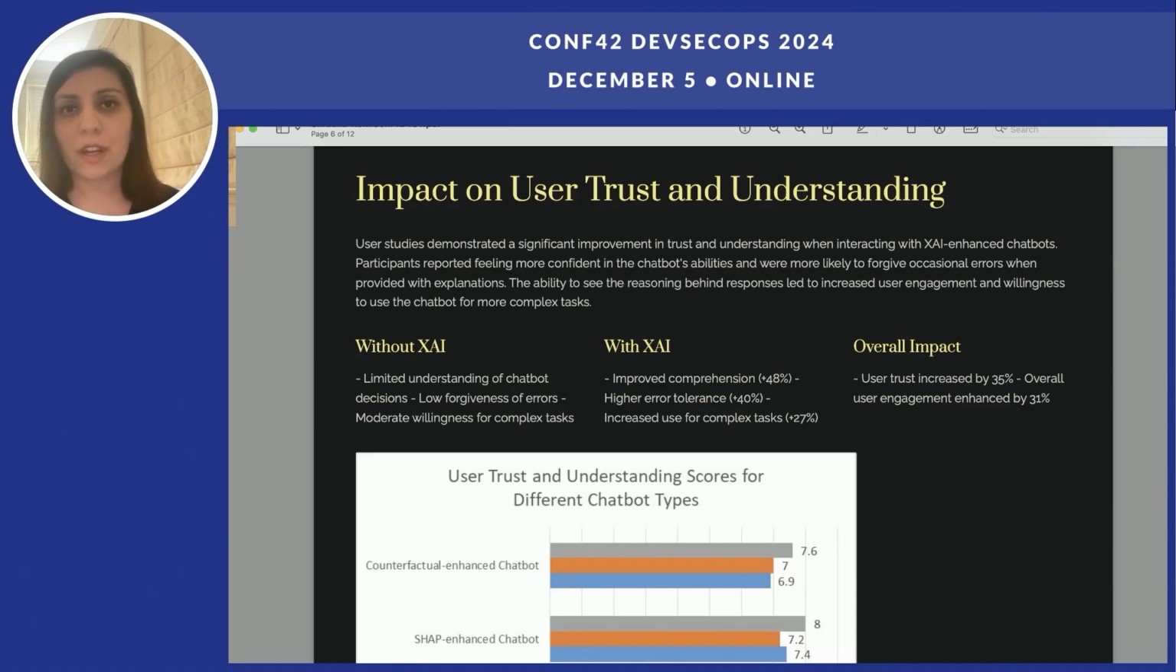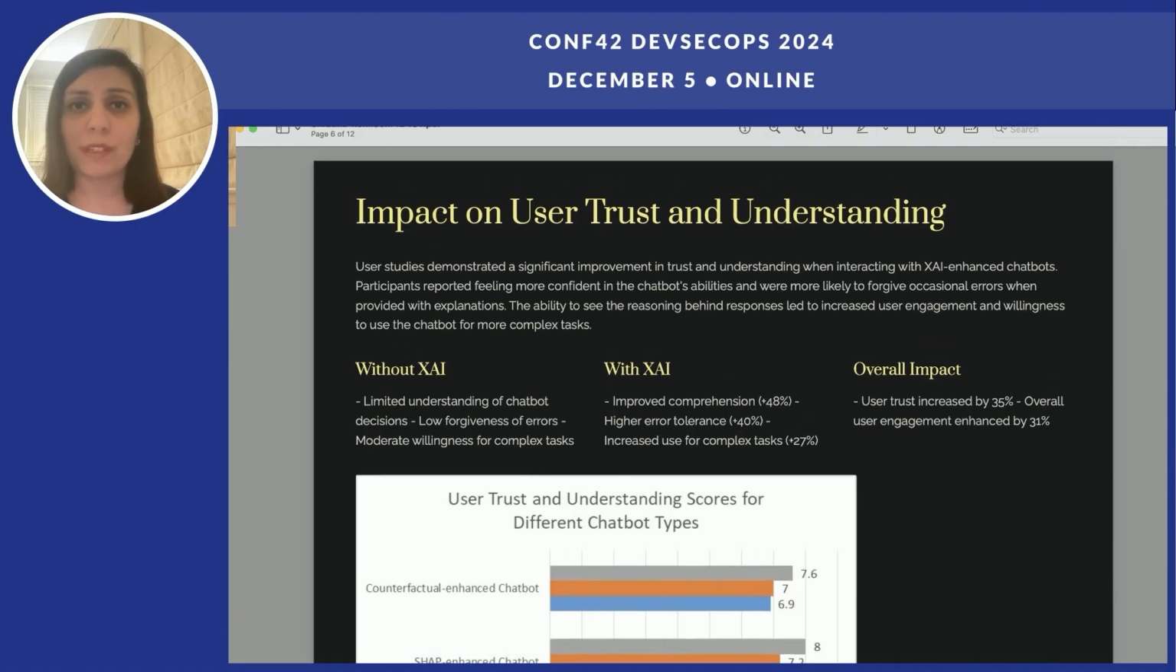forgiveness of errors. With explainable AI, comprehension improved by 48%, their error tolerance improved by 40%, and their use of chatbots for complex tasks such as healthcare or finance increased by 27%. Overall, user trust increased by 35%, and user engagement increased by 31%. These results were very promising.